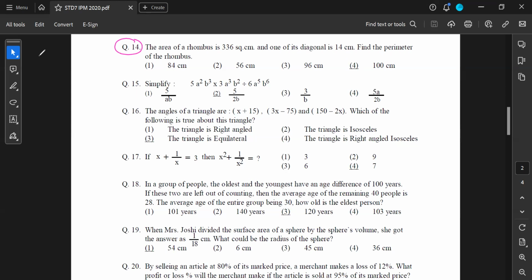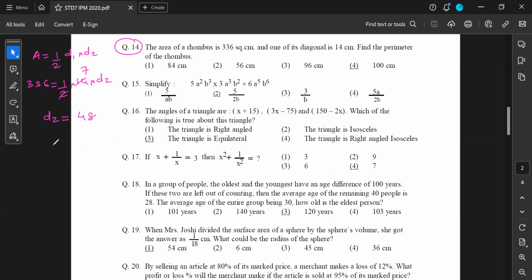Okay. So since area is given, the formula for area is diagonal 1 multiplied by diagonal 2 upon 2, right? So area is given as 336 is equal to half multiplied by one diagonal, which is given as 14. The other diagonal we don't know. So when I cancel them, I get 7 over here. 50s are 350, 48s are... So second diagonal is 48. Basically 336 divided by 7 is 48.